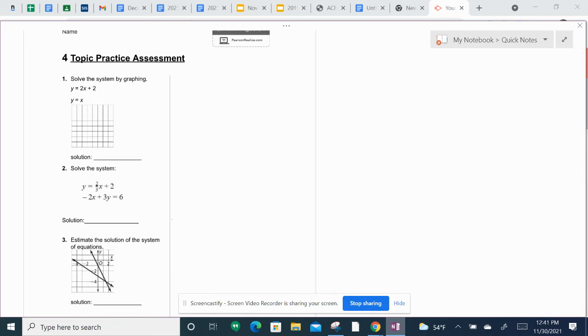Looking at our Chapter 4 practice test. This also includes our final exam, so that means that we will be looking at some problems from previous chapters as well. All right, the first one says solve the system by graphing.